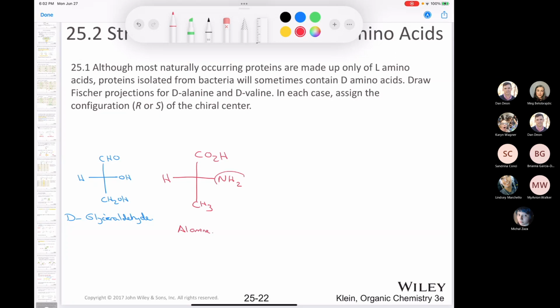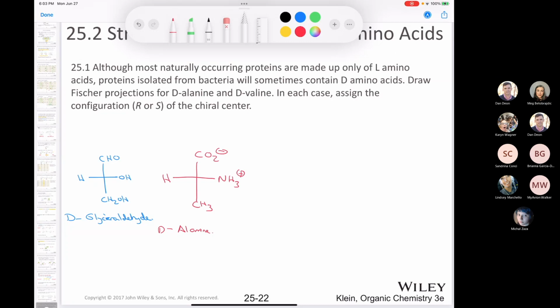And we know it's D because we have the nitrogen on the right-hand side. So that designates that it is a D amino acid. So this is D-alanine. Now, at physiological pH, it wouldn't exist like this. It would exist as this zwitterion, so we could remove the proton from here and make the carboxylate and make the protonated form here.